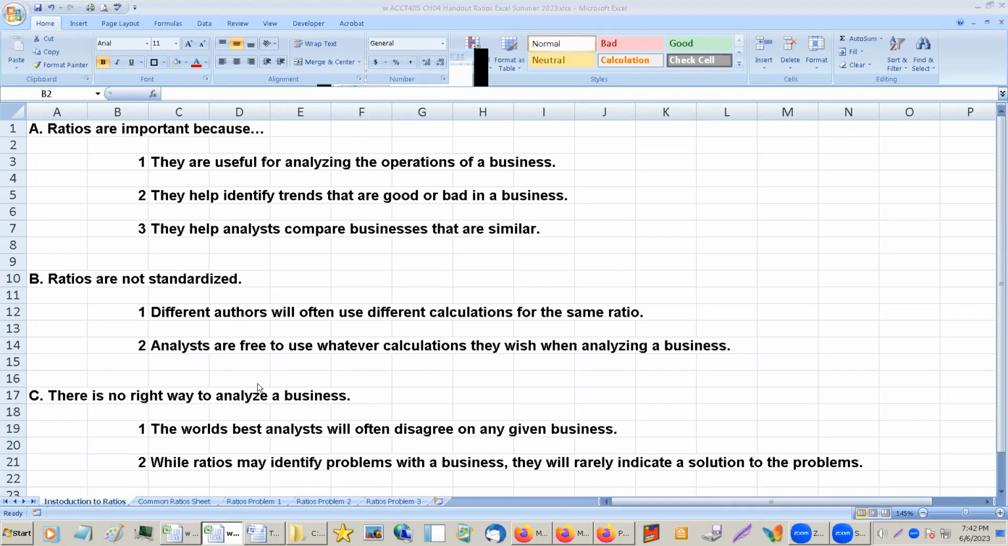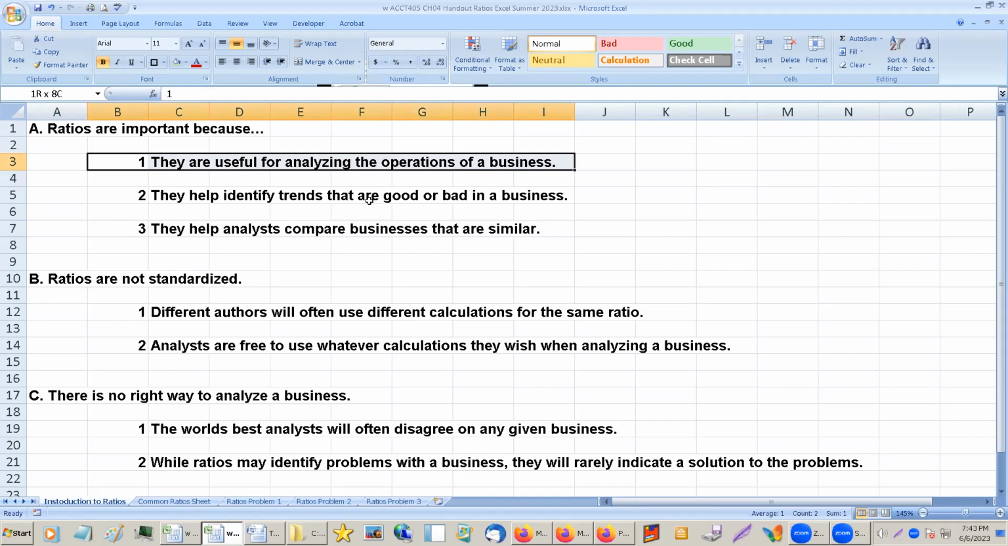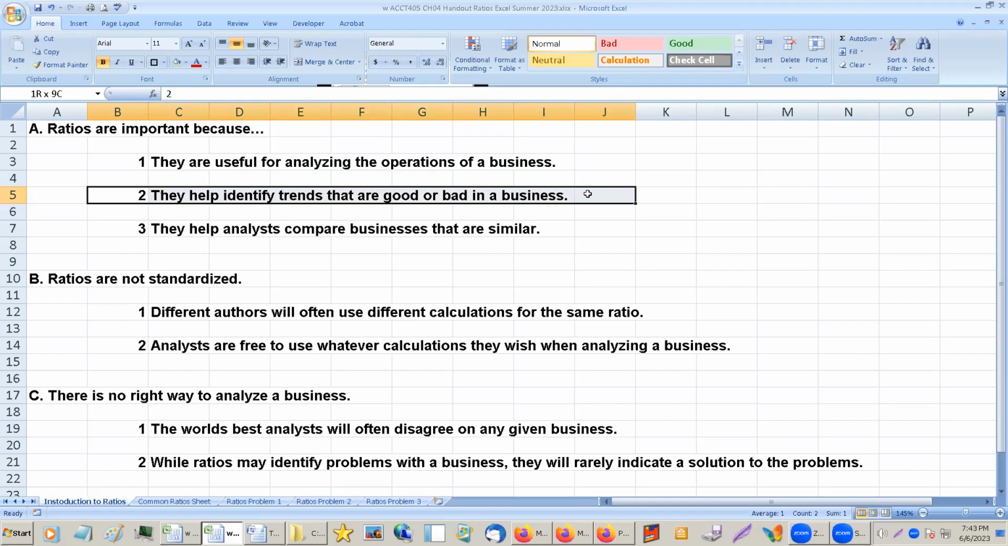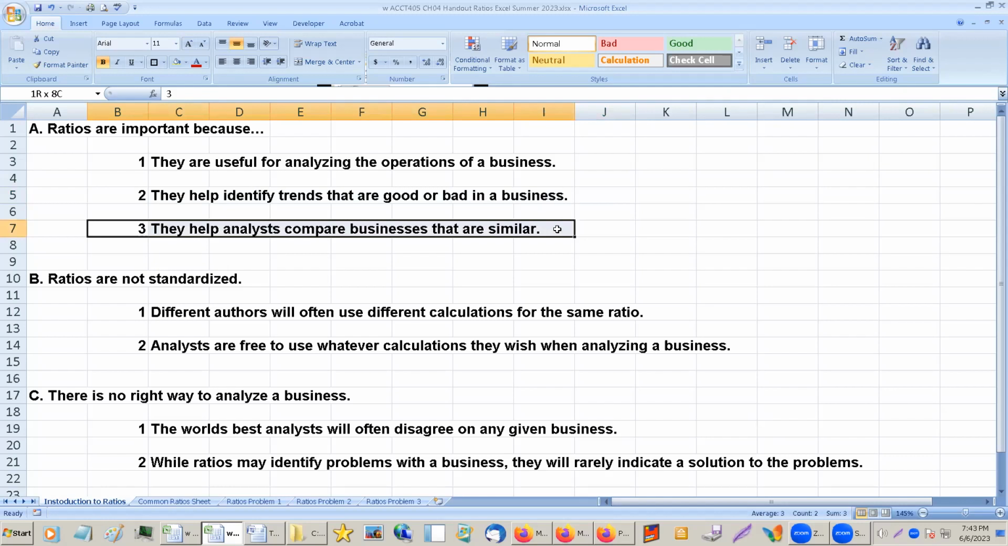Ratios. So this is chapter 4. This is ratios, and a few things about ratios. The idea is that there are relationships between numbers on the financial statement, and you can use those relationships to see how well the company's doing. So what do they use ratios for? Analyzing the business, trying to help identify trends that are good or bad in a business, and comparing businesses that are similar.